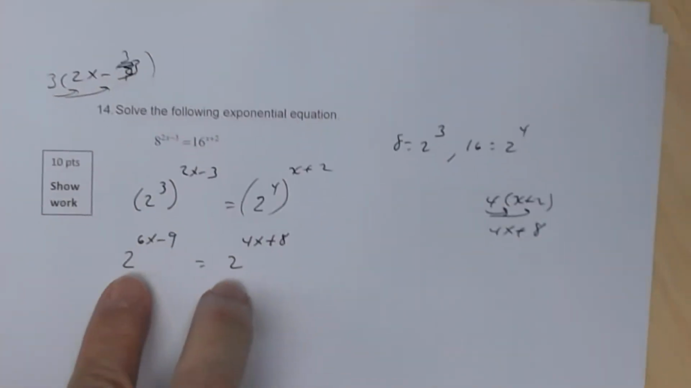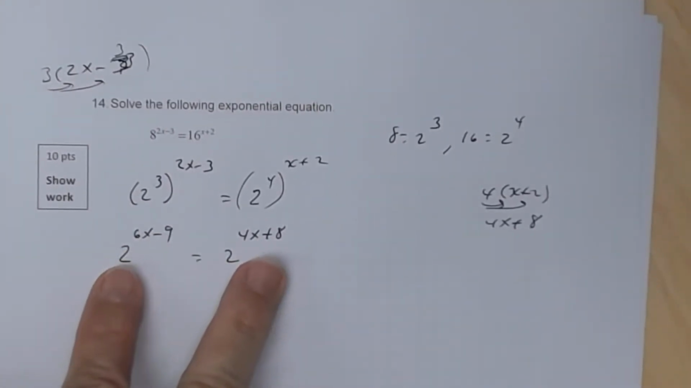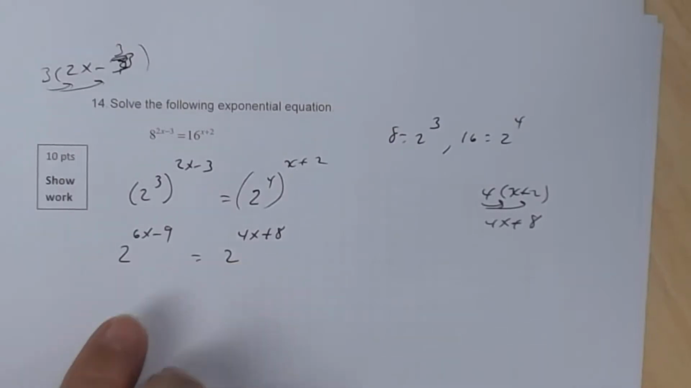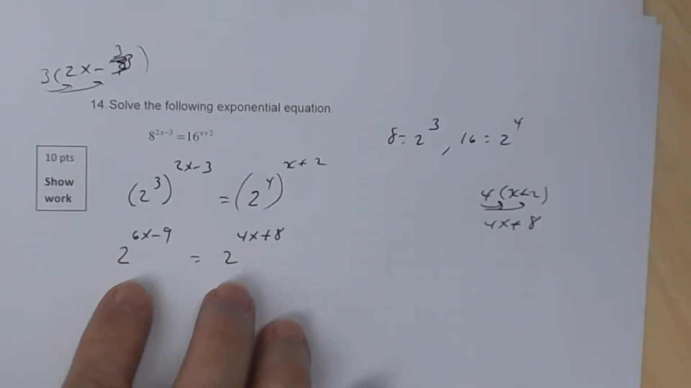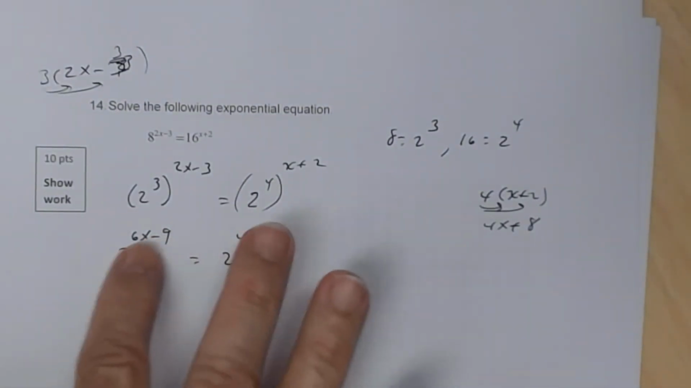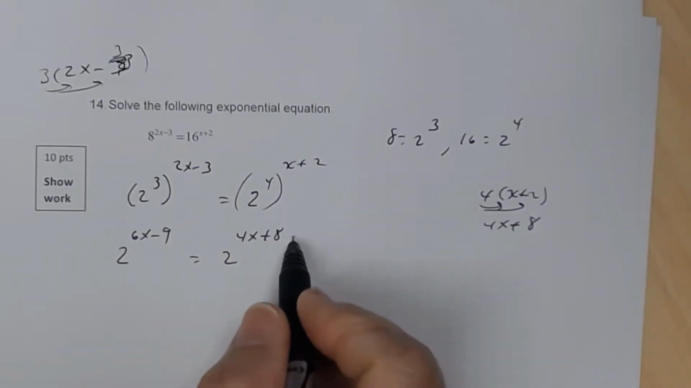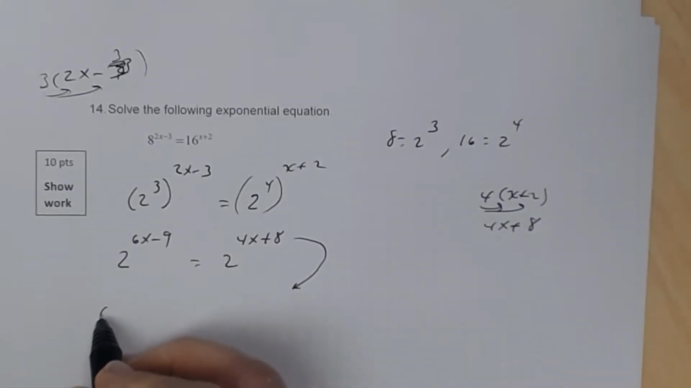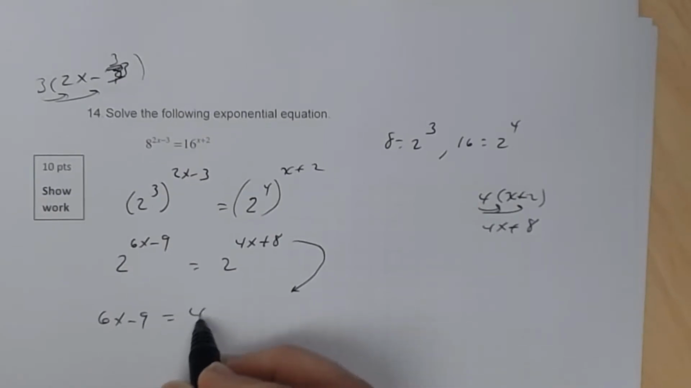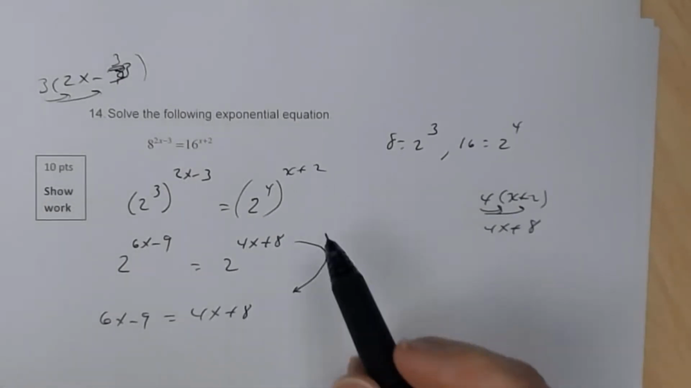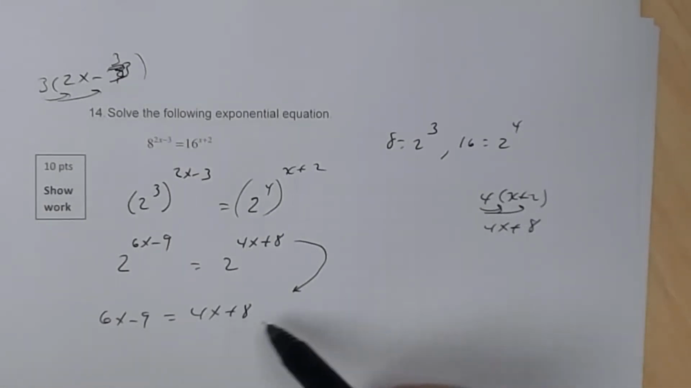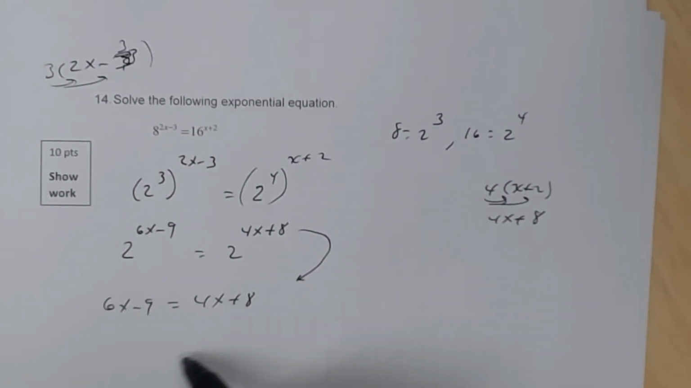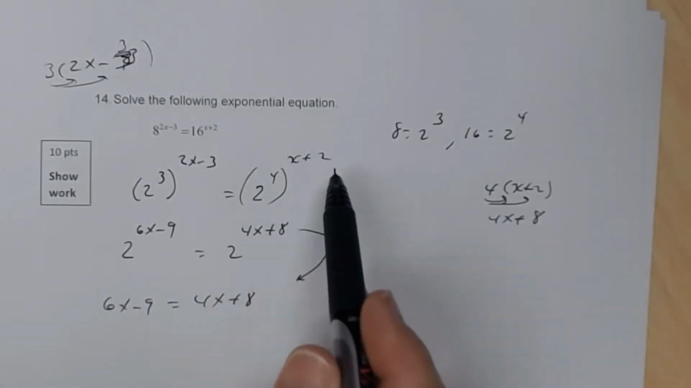And now remember, when you have an exponential equation where the bases are the same, the only way those two sides are equal to each other is if the exponents are equal to each other. So all you do is set the exponents equal to each other. I get 6x minus 9 equals 4x plus 8. Notice I went from this exponential equation to solving a linear equation. Whatever solution this is going to be a solution to the original problem.